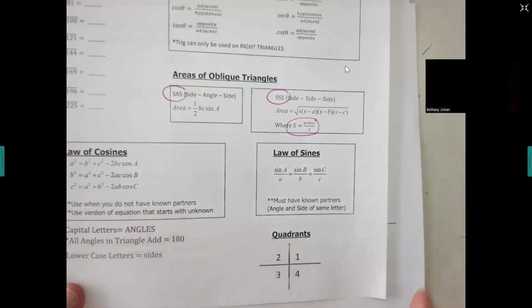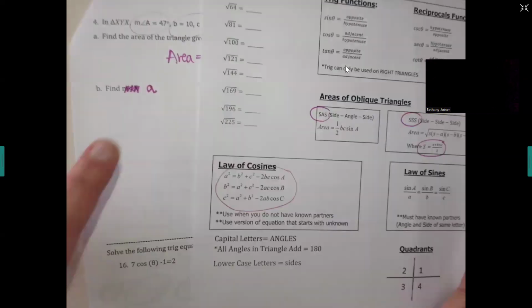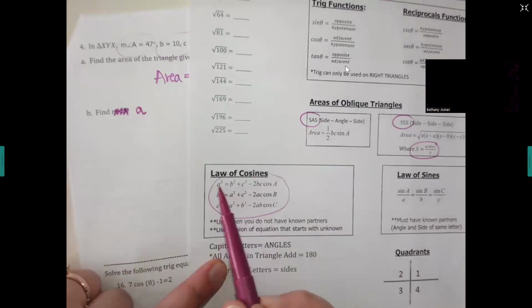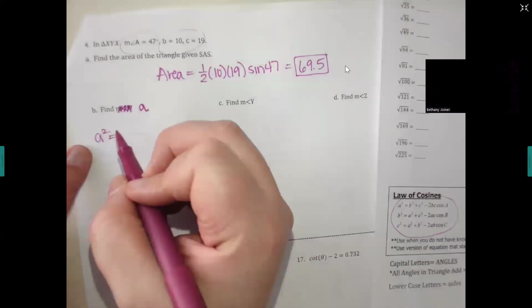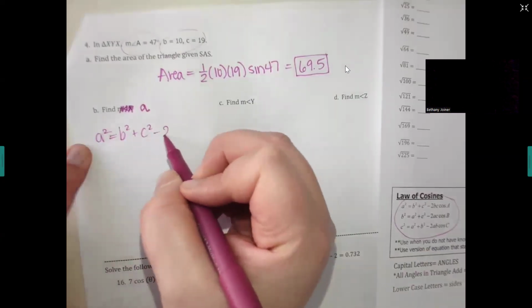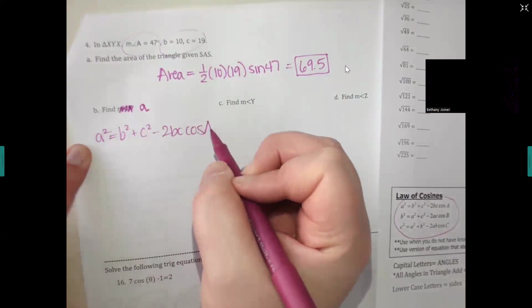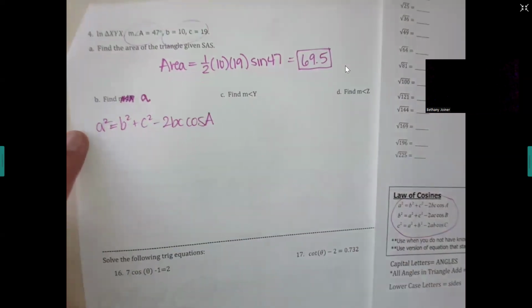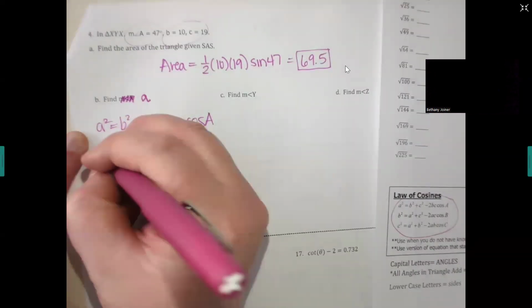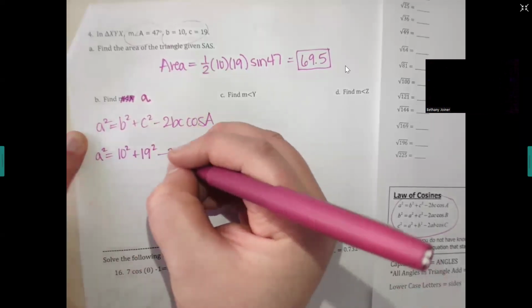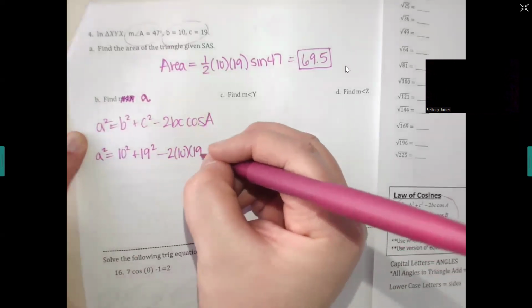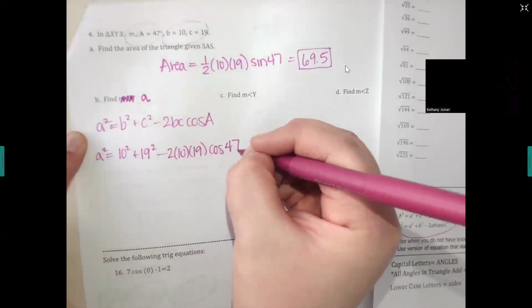Also remember, we want to use the version that starts with the letter we're solving for. So if we're finding little a, we want to use this top one. So it'd be a squared equals b squared plus c squared minus 2bc cosine A. And then you're plugging in your numbers. Little a is my unknown. Little b is 10. Little c is 19. Reuse the 10 and the 19. Capital A is a 47.